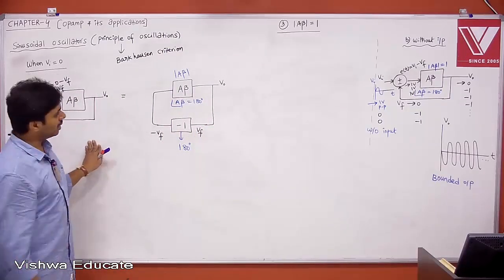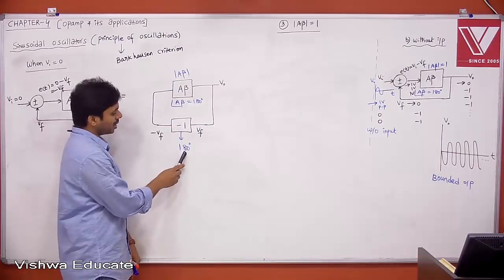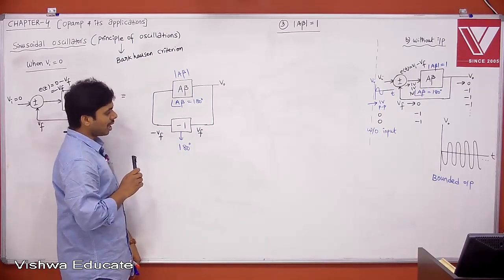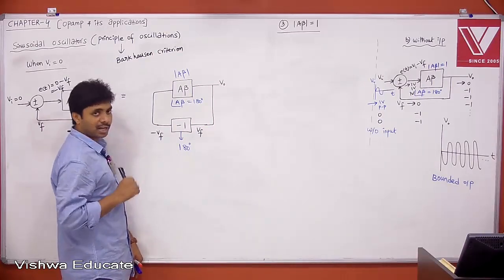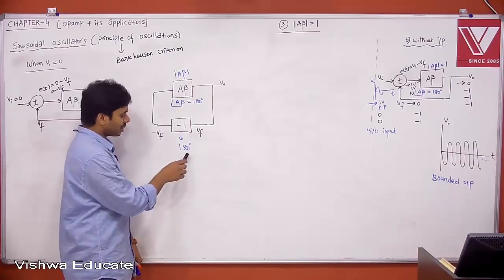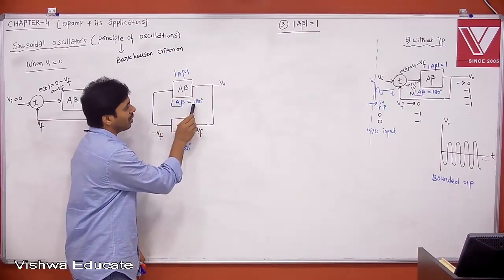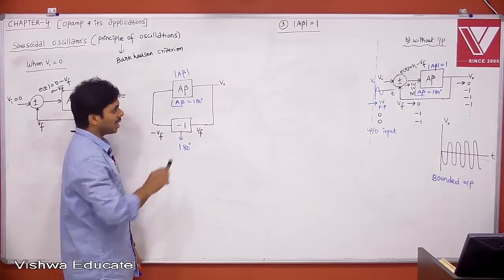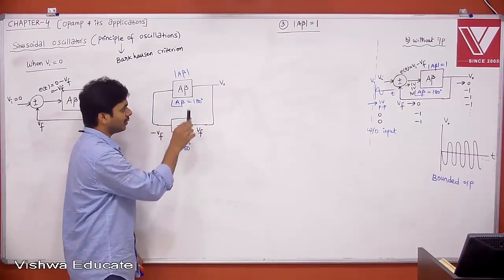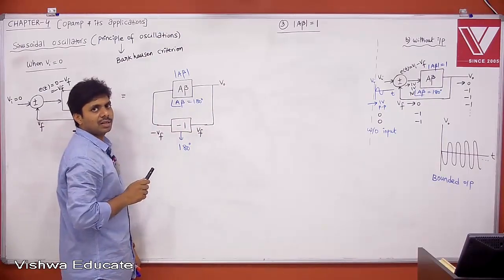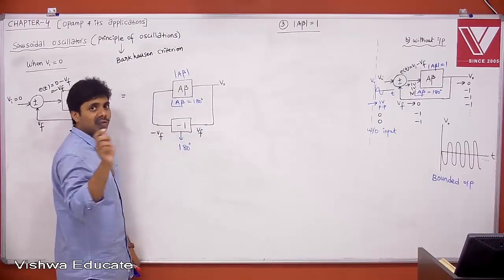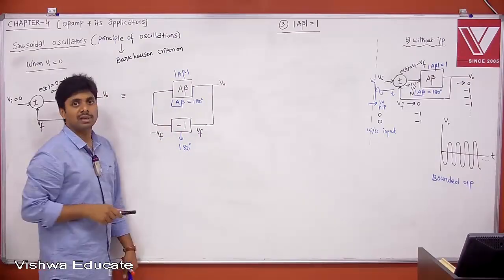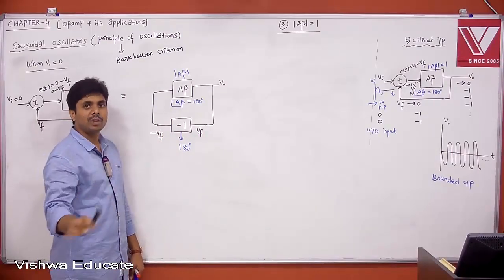Let us say this is giving 180 degrees, and I'm just interested in a frequency of 1 kHz sine wave. Let us say this is not giving 180 degrees at 1 kHz. It is giving 170 degrees. Then 170 plus 180 is 350, right? That frequency will not have positive feedback. That frequency will die out.